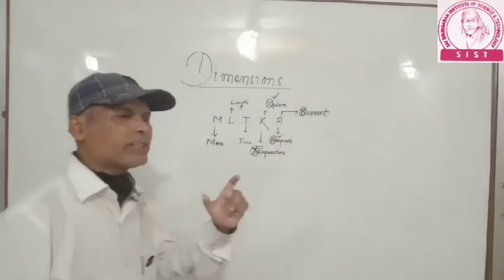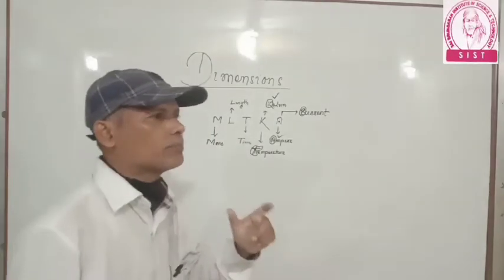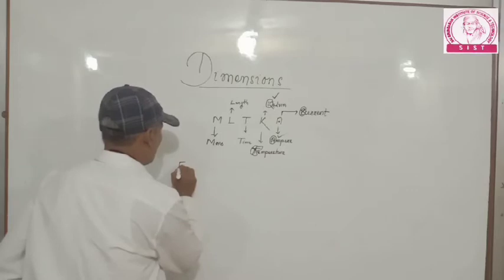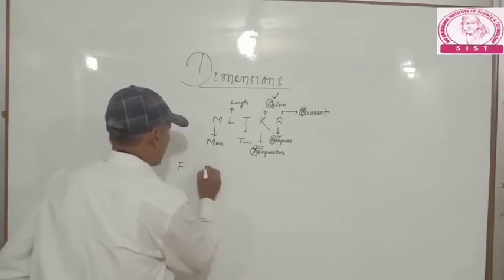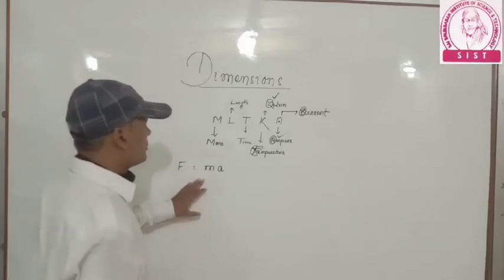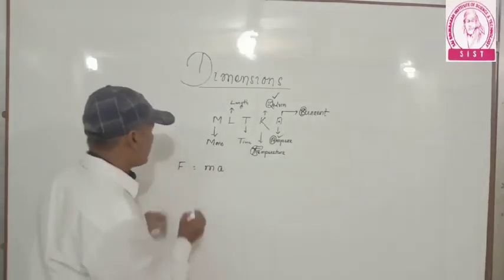The common physical quantity or physical term we use is force. Let's say F. You know F is equal to ma, right? F is equal to ma. Force is equal to mass into acceleration.